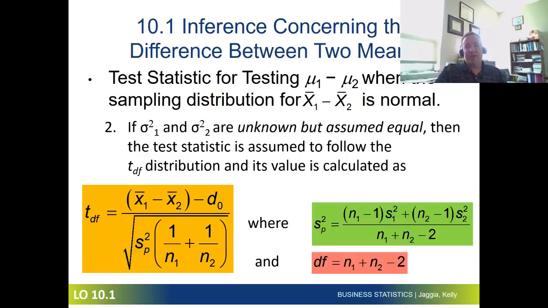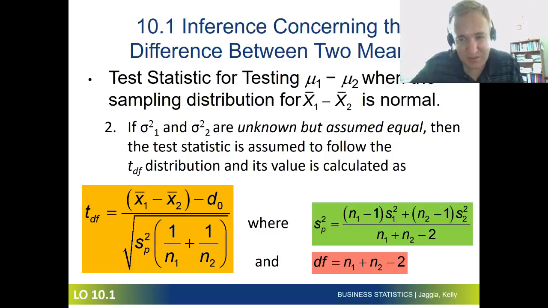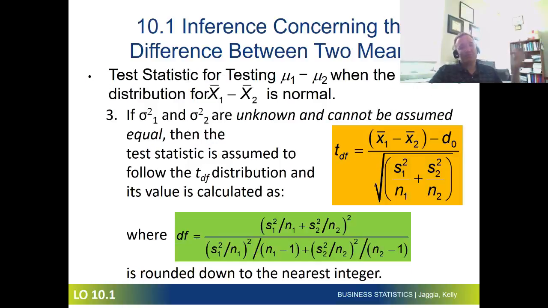Same thing for when we have it with the unknown sigma and assumed equal, really rare, but really nice because the math is easy. And the one that happens the most just happens to have the most disgusting amount of math for the creation of degrees of freedom.